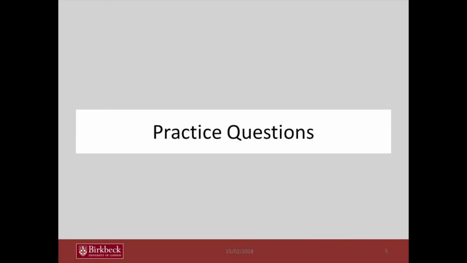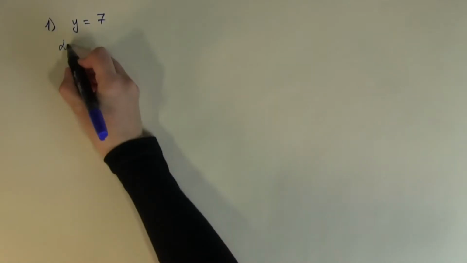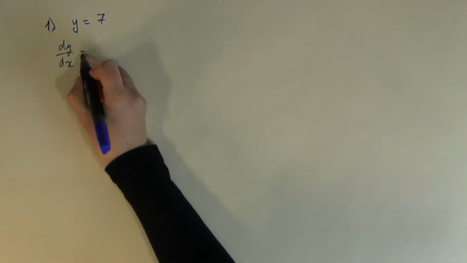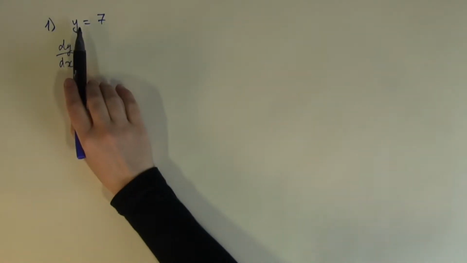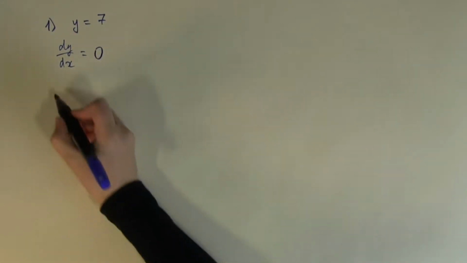So question number 1. If y equals 7, what is the derivative? So what is dy/dx? Well, 7 is a constant. That means that my function doesn't change. So its derivative will be 0.